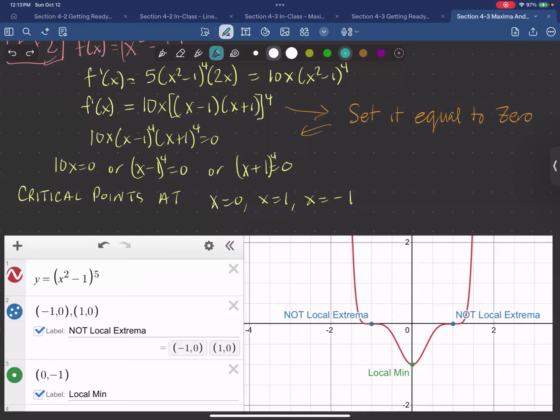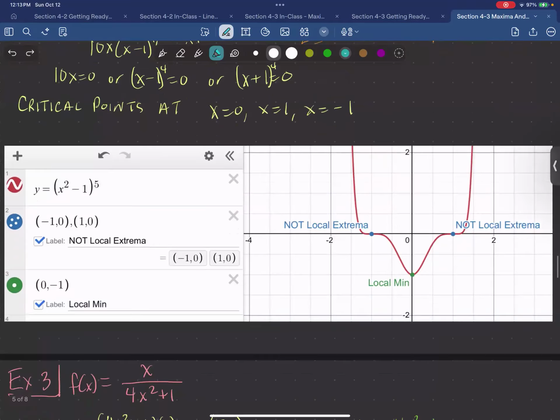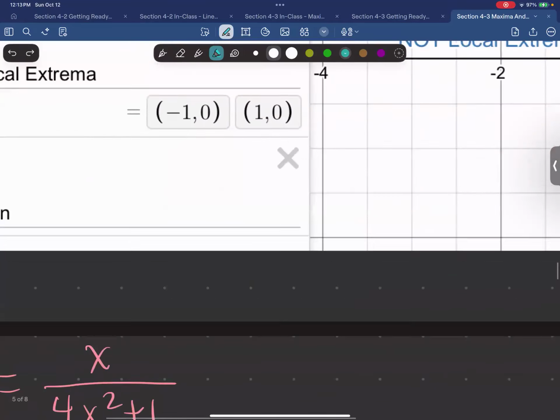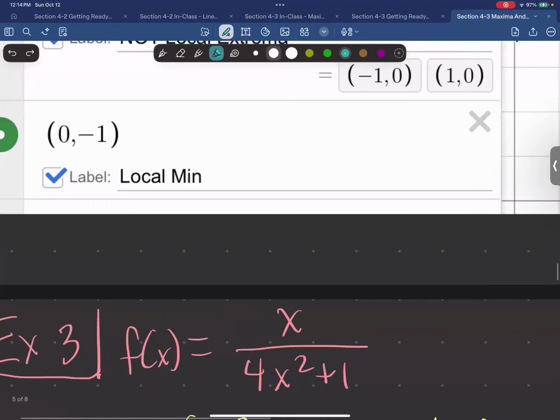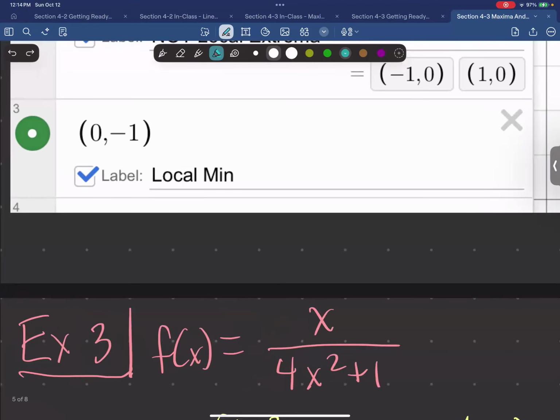Again, how did I find out that this was 0 there, 0 there, and -1 there? I hope you've figured it out. We'll talk about it after the next example. Give this one a try. F of x equals x over the quantity 4x squared plus 1. Pause the video, work it out. You're taking the derivative, you're setting it equal to 0 or looking for where it's undefined.